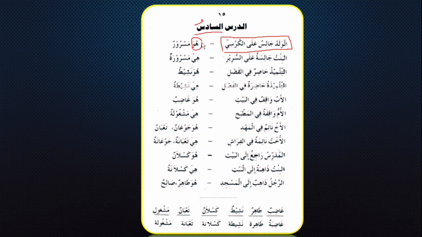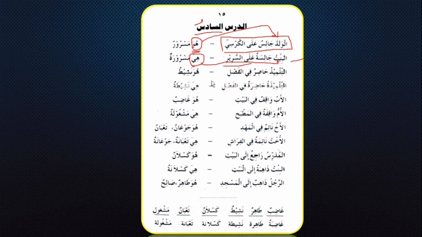So huwa indicates al-walad, so it is a pronoun and it is used in place of the noun, that is al-walad. So actually it is al-waladu masrurun. So we don't repeat the noun every time, we just use a pronoun after the noun is used at the first instance. So the second sentence is al-bintu jalisatun ala as-sarir, the girl is sitting on the bed. As-sarir means bed. Hiya masruratun, she is happy. Again hiya indicates al-bint.